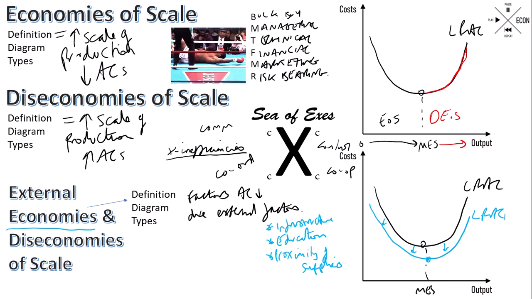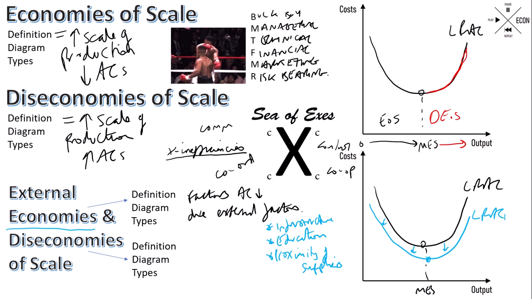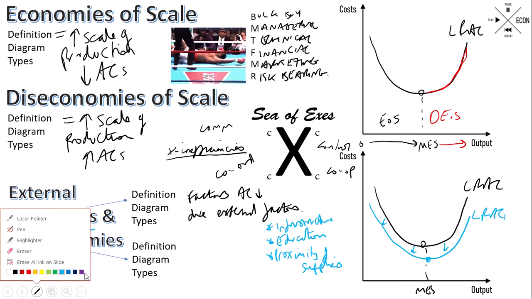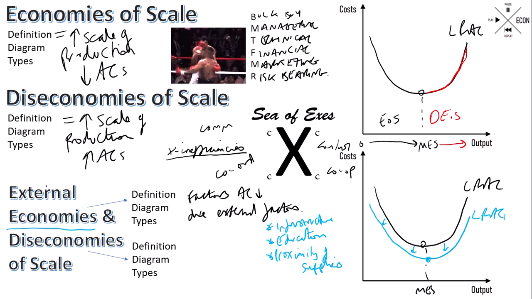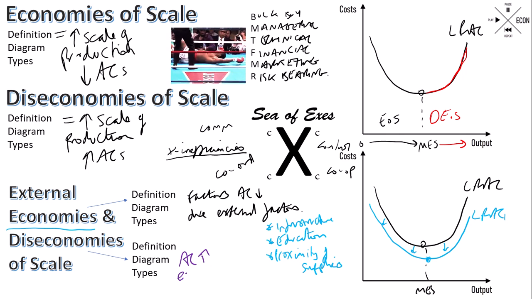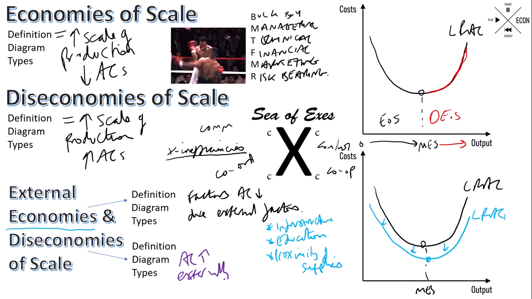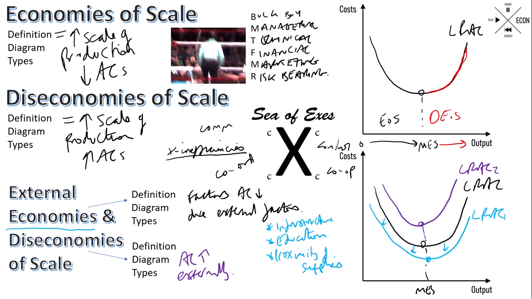So pause the video, try and do the same things for that, please. Okay, so external diseconomies of scale are basically factors that cause AC to increase that happen externally from the business. So in the diagram, we basically shift the LRAC curve upwards, okay? So now for various reasons, we've got higher costs at each level of output.